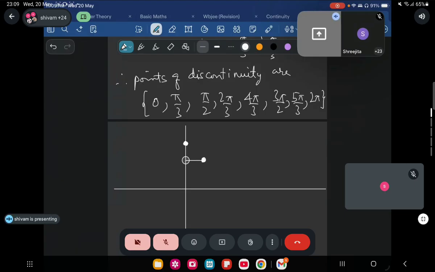From pi by 3 to pi by 2, it will return 0. If you are having any doubt, tell me. This is how the graph is going to look like. Then from pi by 2 to 2 pi by 3, it will return -1. Okay. Then 2 pi by 3 to 4 pi by 3, it will return -2.